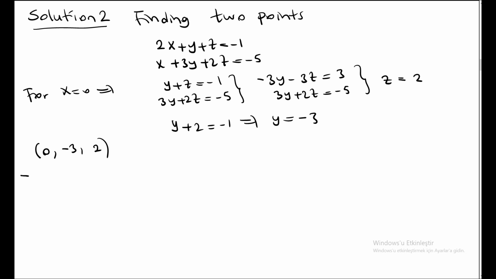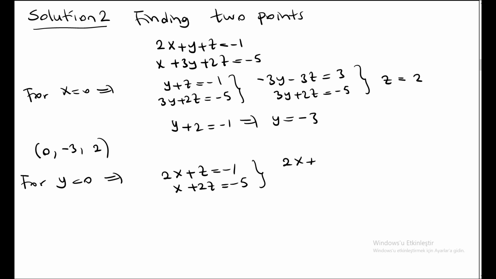So for y equals 0, in this case, you have 2 times x plus z equals negative 1, and x plus 2 times z equals negative 5. So you have 2 times x plus z equals negative 1, and negative 2 times x minus 4 times z equals 10. So in this case, you have 3 times z equals 9, z equals negative 3.